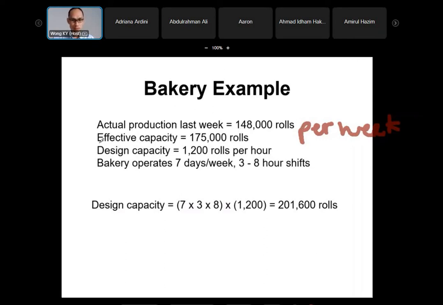The effective capacity of the bakery is 175,000 rolls per week. The design capacity of the bakery is given as 1,002 rolls per hour. The bakery operates 7 days per week and three shifts per day, and each shift is 8 hours. So it's not 3 to 8-hour shifts, it's three shifts per day, and each shift is 8 hours.